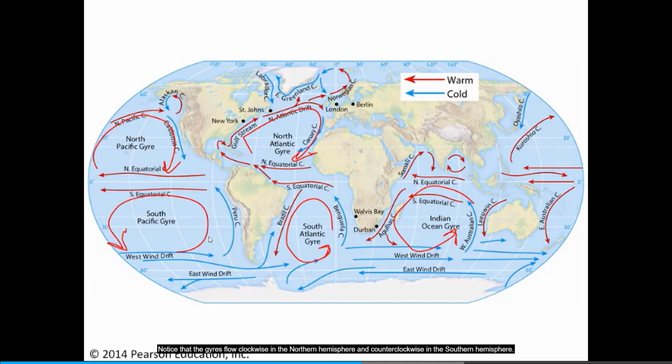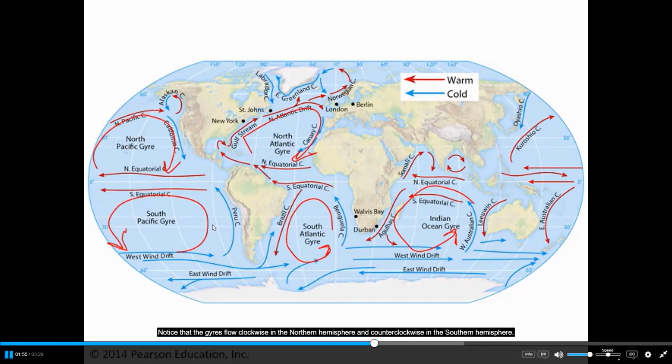Notice that the gyres flow clockwise in the northern hemisphere and counterclockwise in the southern hemisphere. As he's talking about these gyres and the direction that they flow, this is due to what we refer to as the Coriolis Effect, and this is due to Earth's rotation. This really affects weather patterns, and so we'll get to the Coriolis Effect and actually do an experiment with the Coriolis Effect when we get to chapter 18 as we're talking about weather patterns.